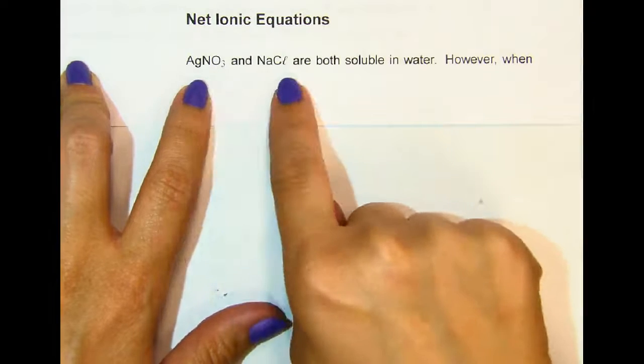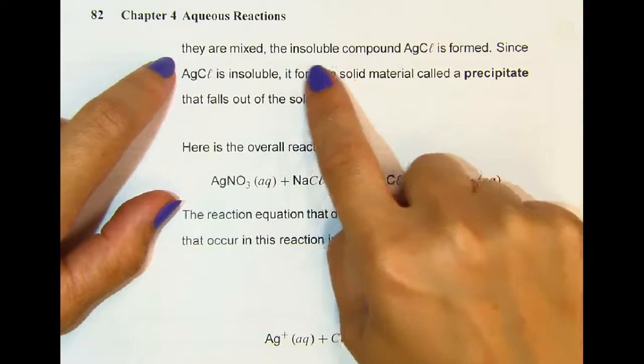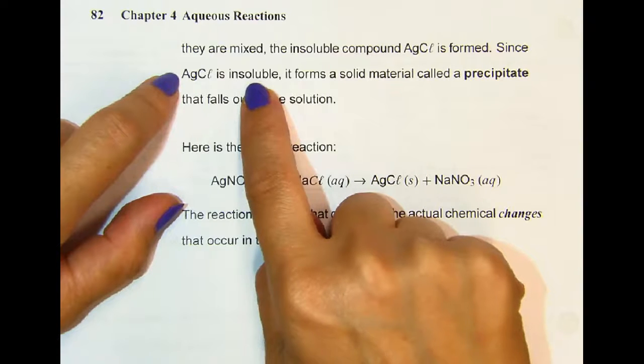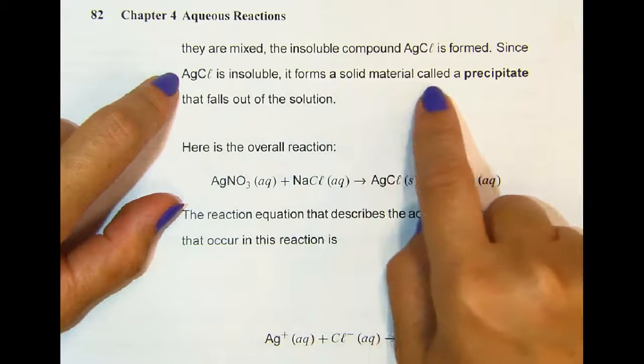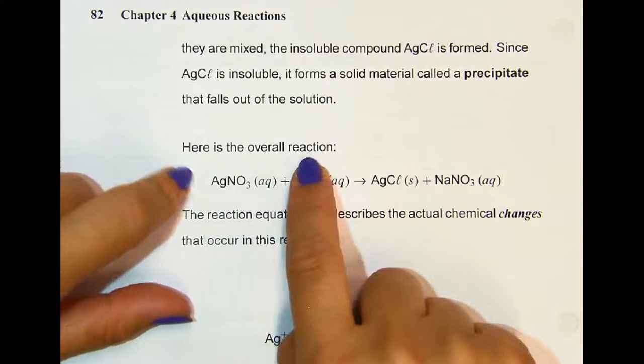Silver nitrate and sodium chloride are both soluble in water. However, when they are mixed, the insoluble compound silver chloride is formed. Since silver chloride is insoluble, it forms a solid material called a precipitate that falls out of the solution. Here is the overall reaction.